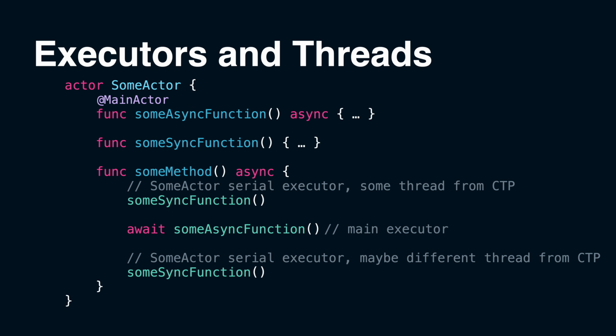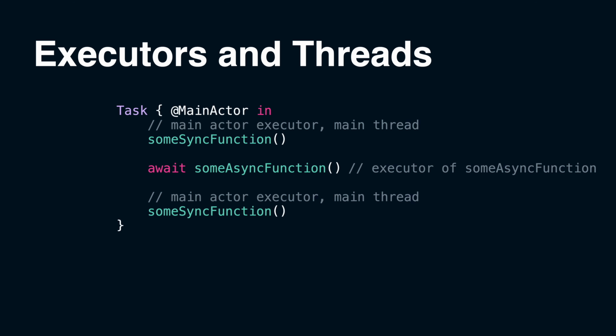For some actor, not the main one, the continuation will run on the same actor executor, but the thread can be different from the original one that was executing the task before the suspension point. But the main actor is special. Continuation will run on the main actor and the main thread as well, both before and after the suspension point.